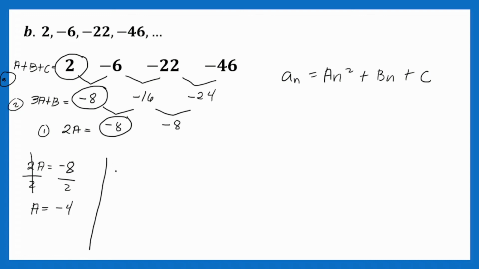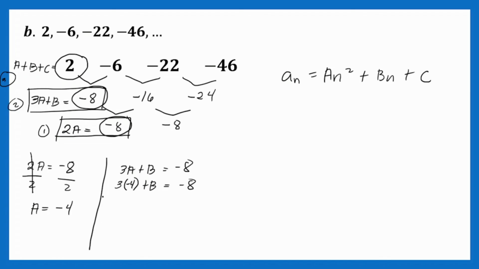Next, let's solve for B using this equation. 3A plus B is equal to negative 8. Saan nyo nakuha? Dito. Okay? Ito yung una. Okay? Now, next. So, 3 times negative 4 plus B is equal to negative 8. 3 times negative 4 is negative 12. Paano nakuha yung negative 4, sir? Ito, yung value ng A. Isinubstitute lang natin doon. Plus B is equal to negative 8.